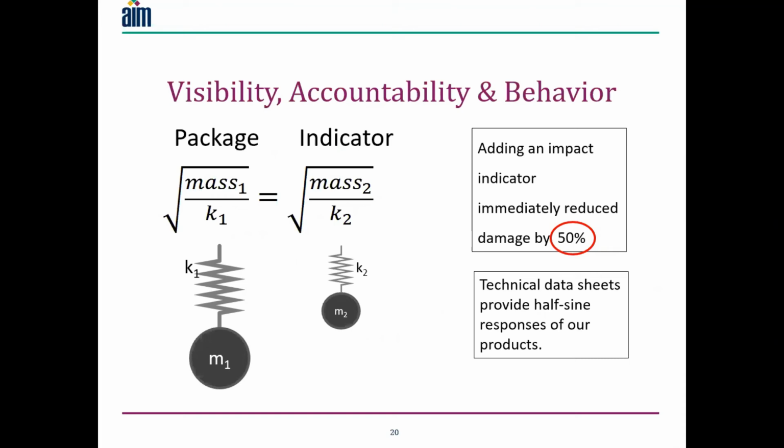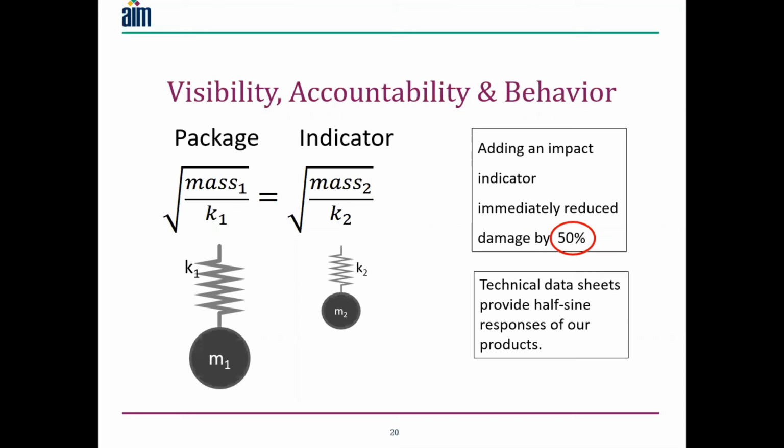So I just want to talk about visibility, accountability, and behavior. You see these videos of the airport handlers throwing the boxes around, and people go, how could these people do this? And I often think about, when we take our fragile products and we hide them inside a box, we're really taking away the ability for a handler to understand and see that your product is fragile inside.